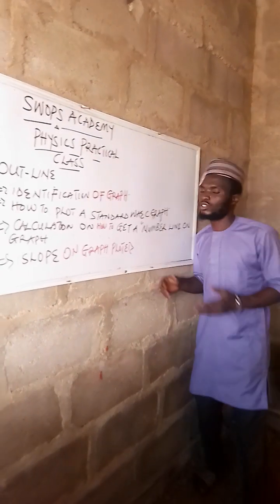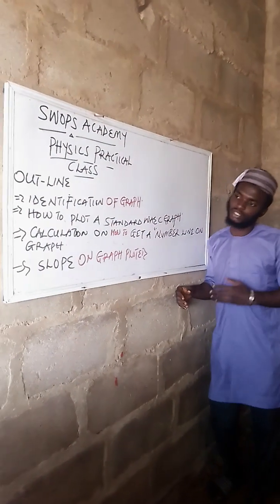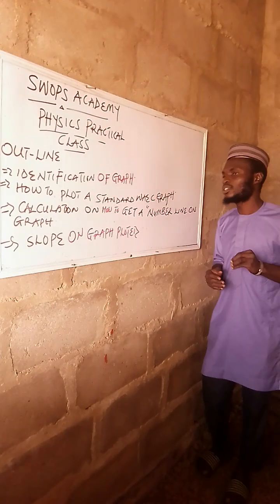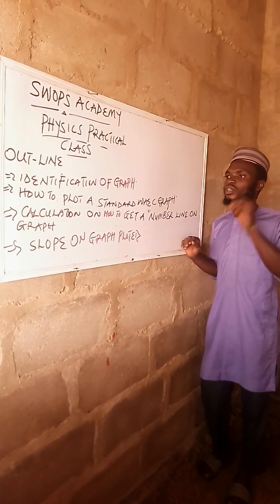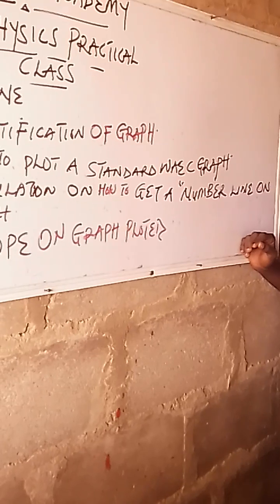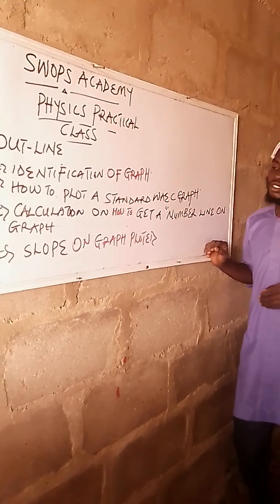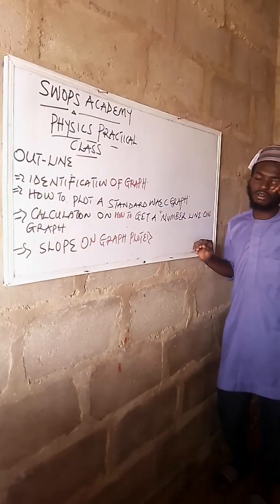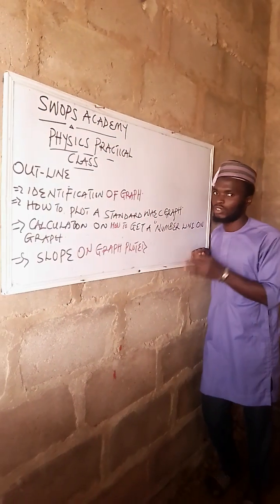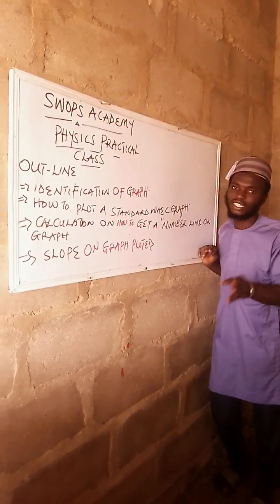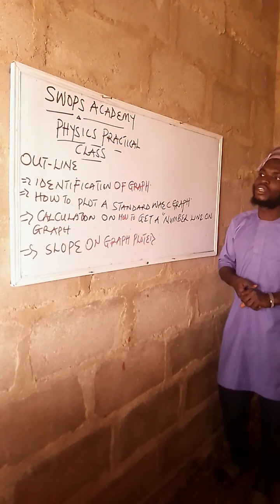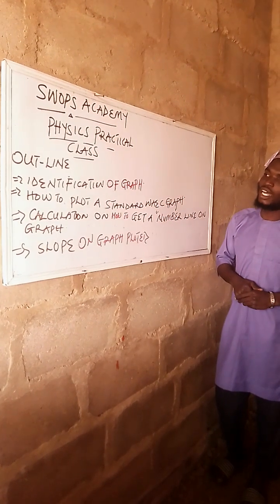You are going to do all this. You plot graphs. As much as you are a science student, you have to do physics. You do so many things, even polytechnic students. You are going to do all this on mechanics, on heat energy, and many more. So let's quickly commence today's class.